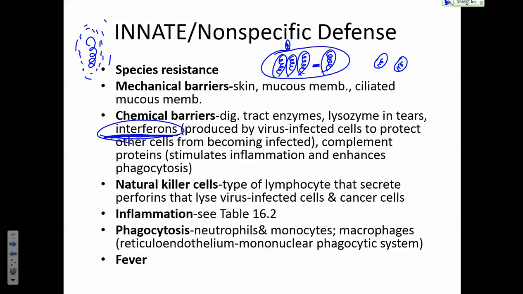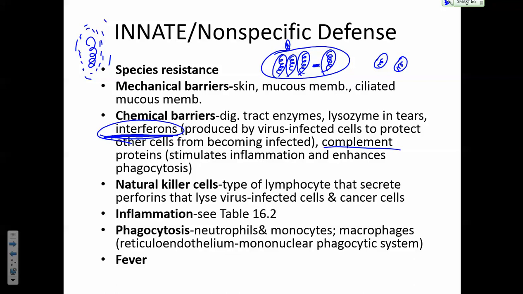All right, complement is another set of proteins that's even more confusing than interferons, in my opinion, but complement with an E, not an I. But these are some proteins that can be found in your blood, and if they get activated, they can trigger some things that help fight pathogens, like inflammation. They can enhance phagocytosis. So in the presence of complement proteins, phagocytes are more active. Okay. All right, so those are just a few examples of some chemical barriers.